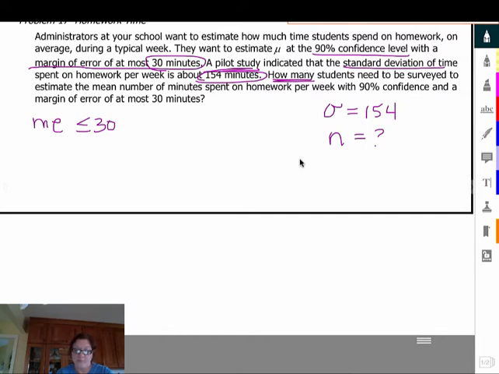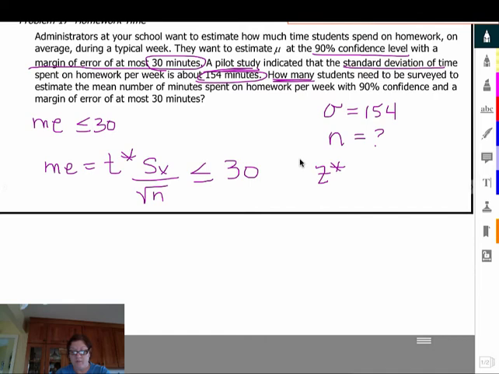and that's all we have. So now remember, my margin of error for means is t star, and then the standard deviation over the square root of n. And in this case, I want that to be less than or equal to 30. So now, since I don't know my n, there's no way I can go look up t because I wouldn't have the degrees of freedom. So in this case, we'll have to use the bottom of the table and look up 90% z star, which is 1.645.